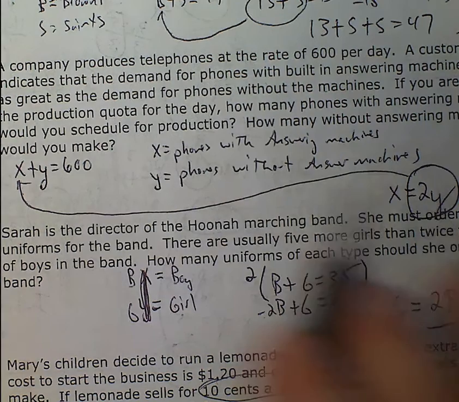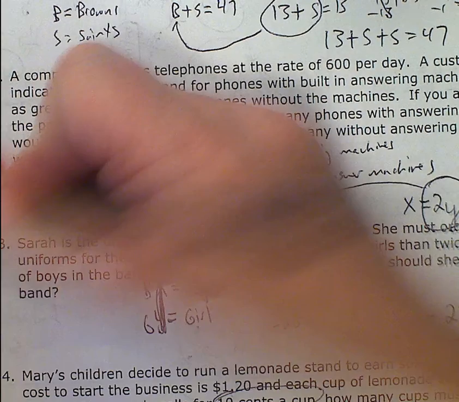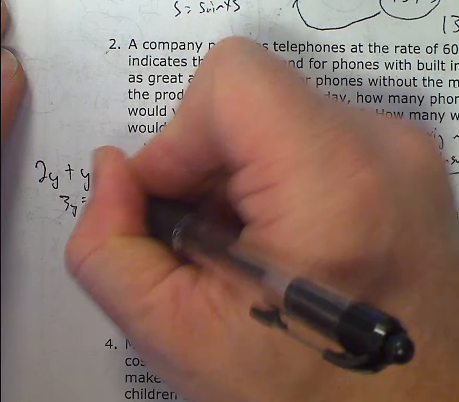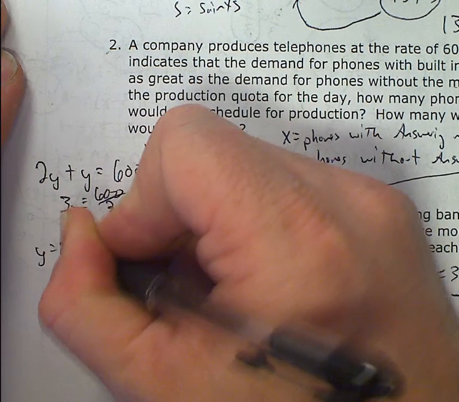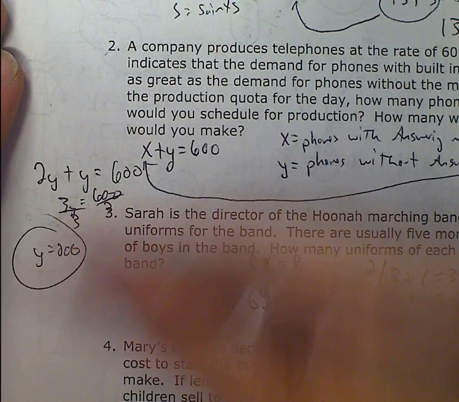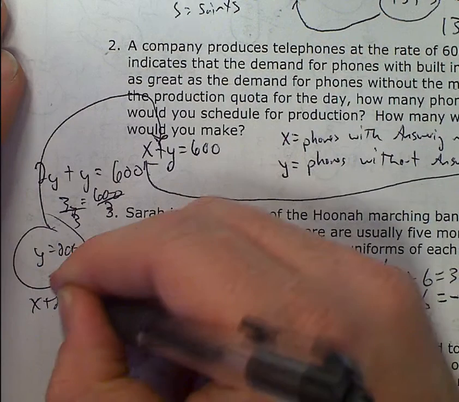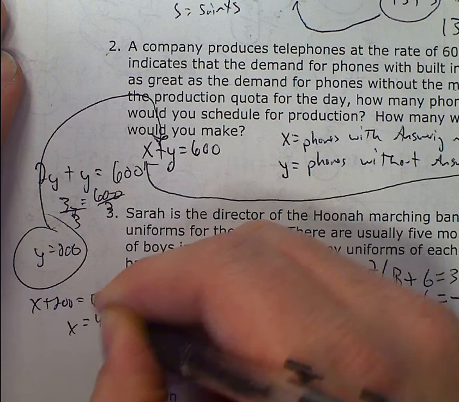I'm going to take this and I'm going to substitute. So 2y plus y equals 600. That becomes 3y equals 600. Divide by 3, y equals 200. If y equals 200, I'm going to plug that back into one of my original equations. So x plus 200 equals 600. So x has to be 400.